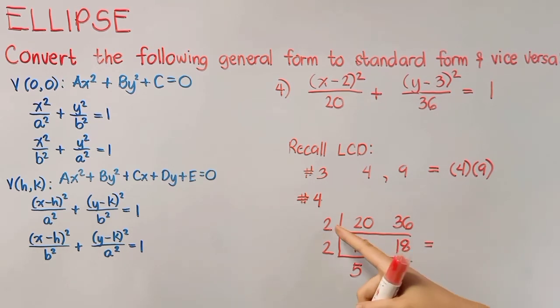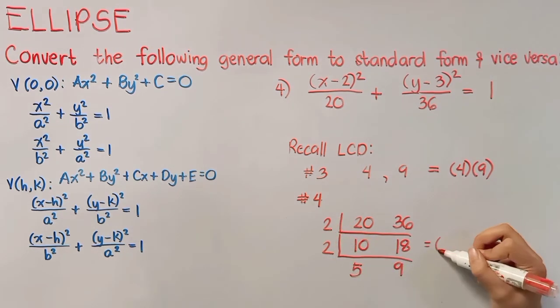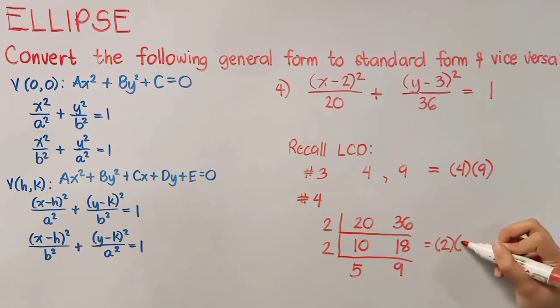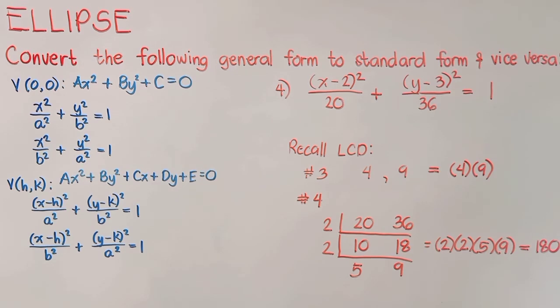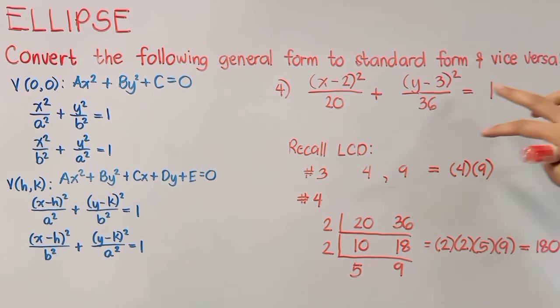Our LCD here are the numbers outside. That is 2 times 2 times 5 times 9, which is equal to 180. Therefore, we will multiply each of our terms in the given with 180.